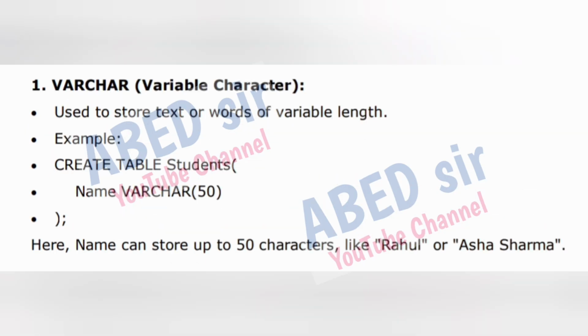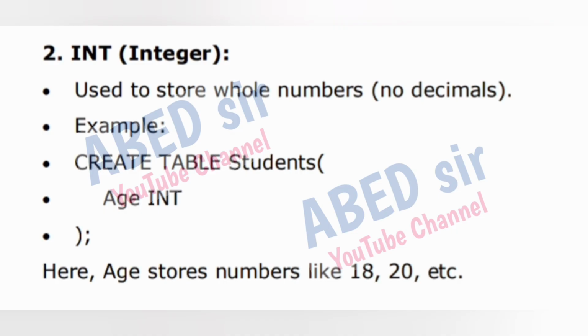1. Varchar, variable character. Used to store text or words of variable length. Example: create table students, name varchar(50). Here, name can store up to 50 characters, like Rahul or Asha Sharma. 2. Int, integer. Used to store whole numbers, no decimals. Example: create table students, age int. Here, age stores numbers like 18, 20, etc.